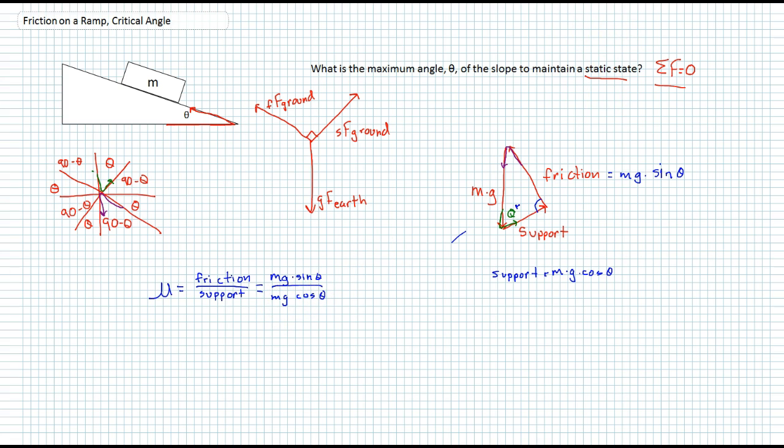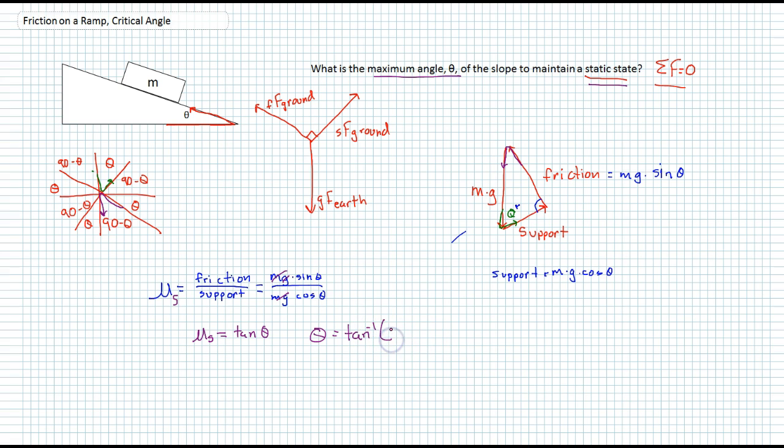Now this is a pretty convenient solution because m times g will cancel out for both of them. And I've got sine of theta over cosine theta. And I'm going to put an S here because in order to maintain a static state, we're really talking about the static coefficient of friction. Sine of theta over cosine of theta equals tangent theta. And the question is asking, what is the maximum angle? Well, I'm going to solve for it in terms of theta.